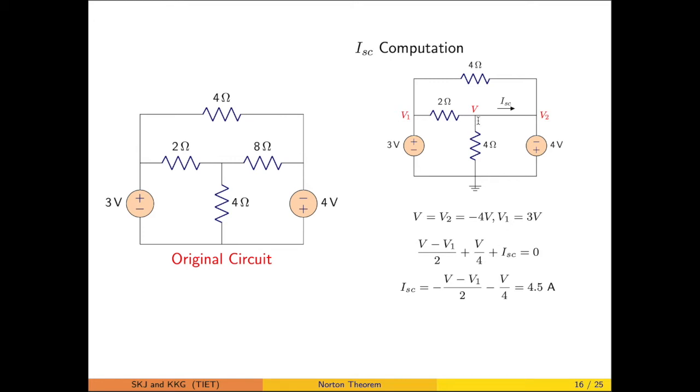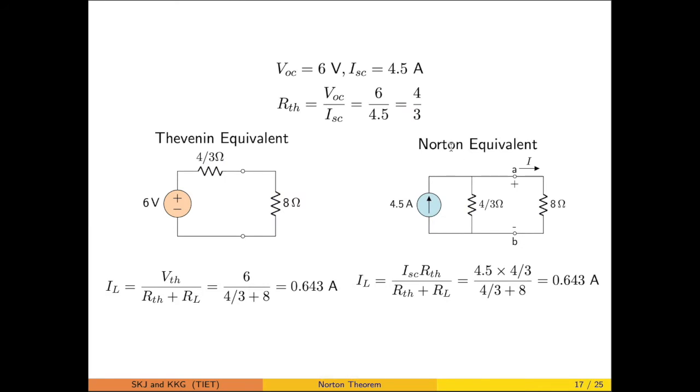Let's say you are writing the KCL equation here. It results in a formulation like this. V1 is known, that is 3 volt. V2, or V, is known, equal to minus 4 volt, and the ISC will be calculated with this. That gives rise to 4.5 ampere. So the VOC is known, ISC is known, and we will be able to calculate the RTH.